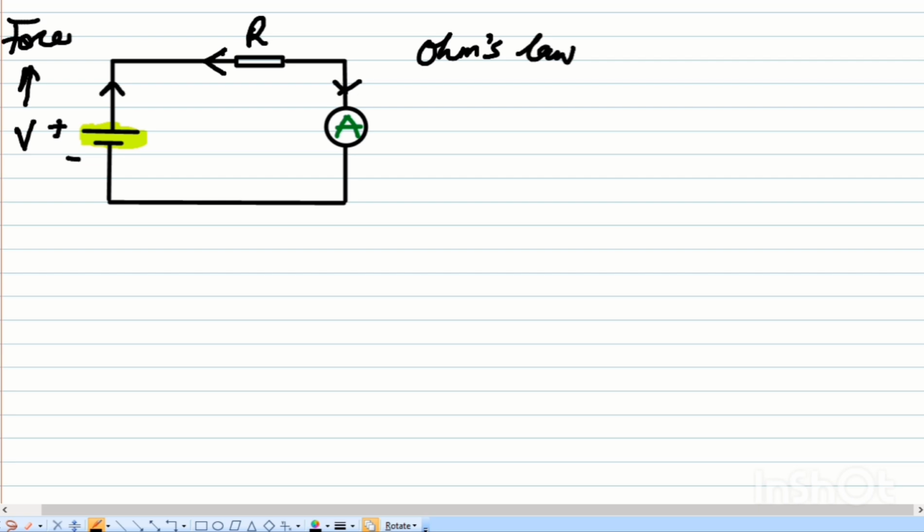Now, this symbol that I've represented with A is called an ammeter. An ammeter is a device that measures electric current. So the current you're going to measure here is going to be the current that is flowing along this circuit. And what is Ohm's law saying?